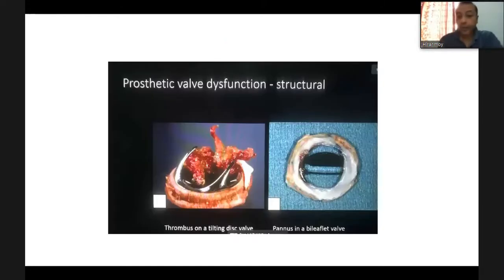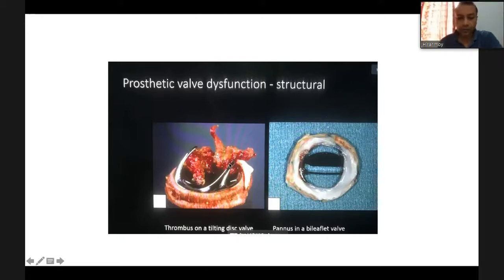Now, a very important finding of prosthetic heart valve is particularly stenosis. There are two pathologies that cause a stenotic prosthetic heart valve. One is thrombus, another is pannus. You have to decide whether the stenosis is due to pannus formation or thrombus formation. The pathology is different. Thrombus is one thing and pannus is another thing.